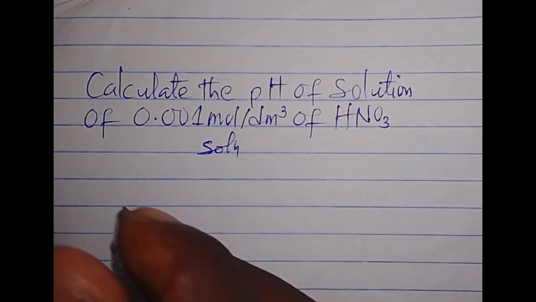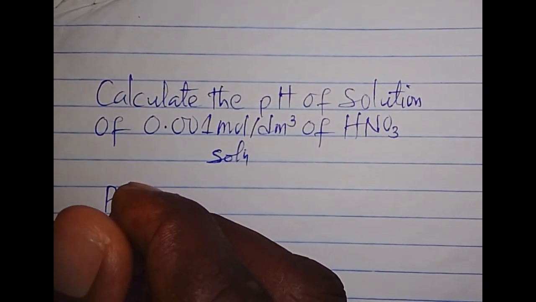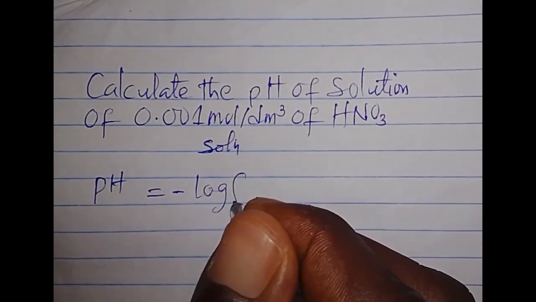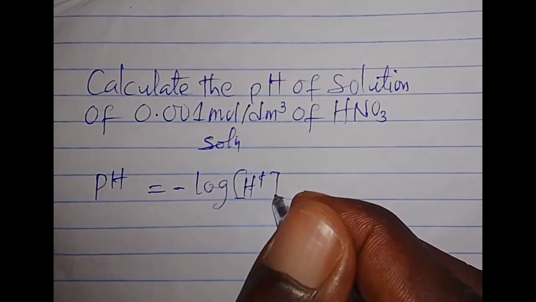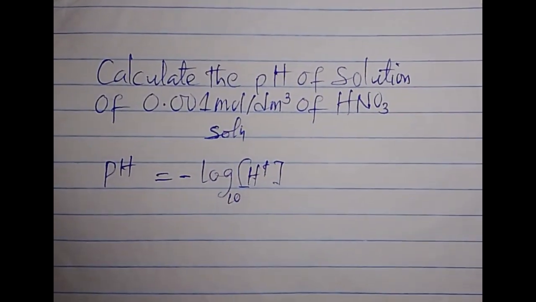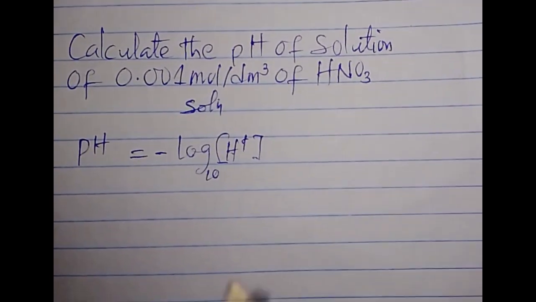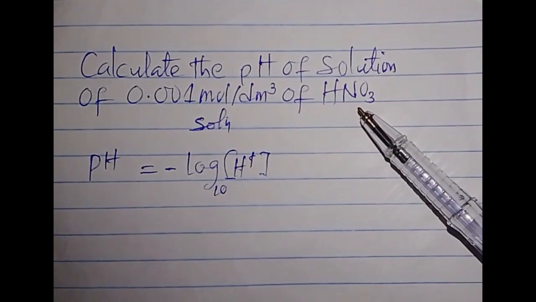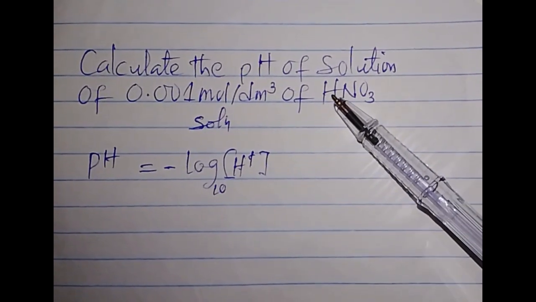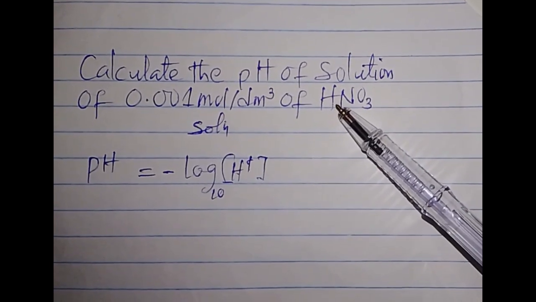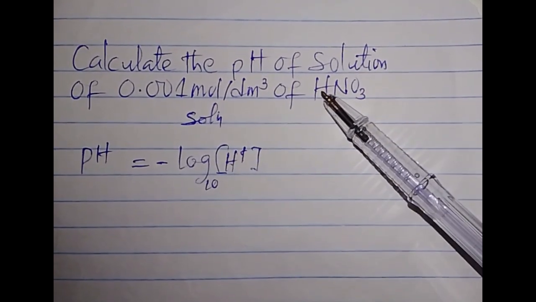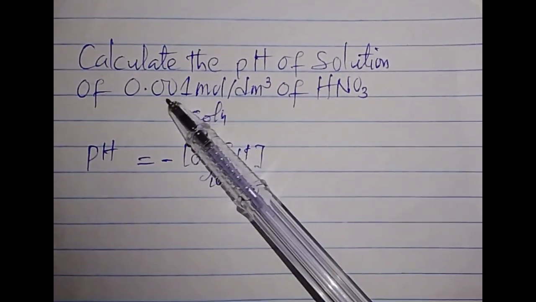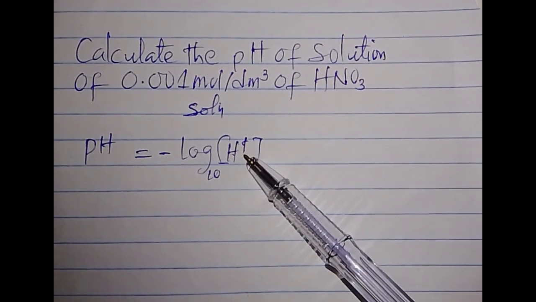By definition, the pH is equal to the negative log of the hydrogen ion concentration, base 10. So with this formula, we can solve this. Now, if you observe very well, the concentration of the solution is given already, and in 1 mole of hydrogen trioxonitrate(V), we have just 1 atom of hydrogen. Therefore, there's no big deal about it. What we do is we just plug in this value where we have the hydrogen ion.